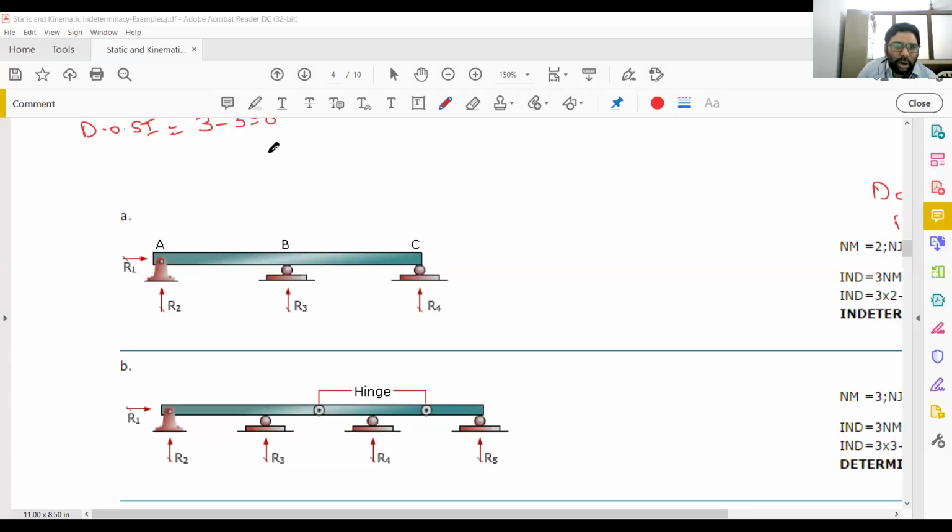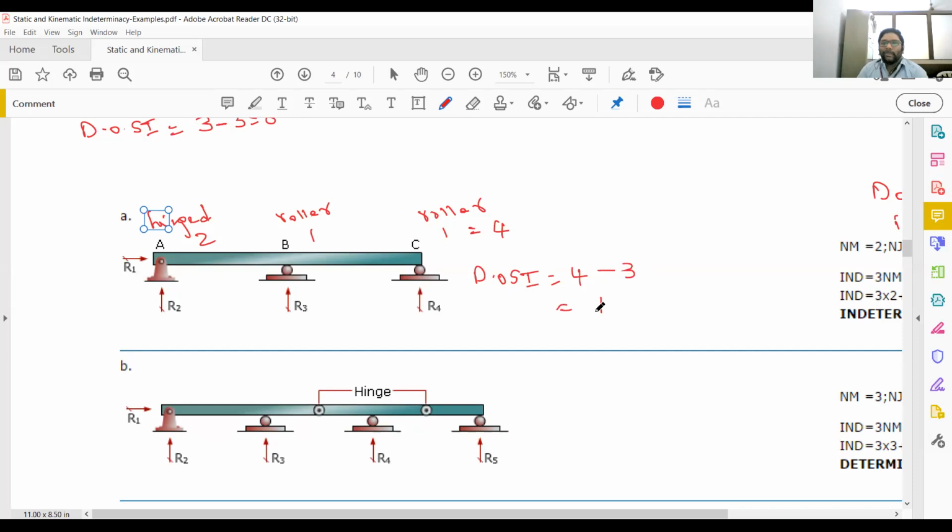So you can see this problem now. This is hinged support, this is roller support, and this is also roller. So how many for hinged? 2 reactions, 1 reaction, and 1 reaction. So the total is 4. And degree of static indeterminacy is equal to number of known reactions 4 minus number of known equations 3, that is equal to 1. So the degree of static indeterminacy for this 2-span continuous beam is equal to 1.